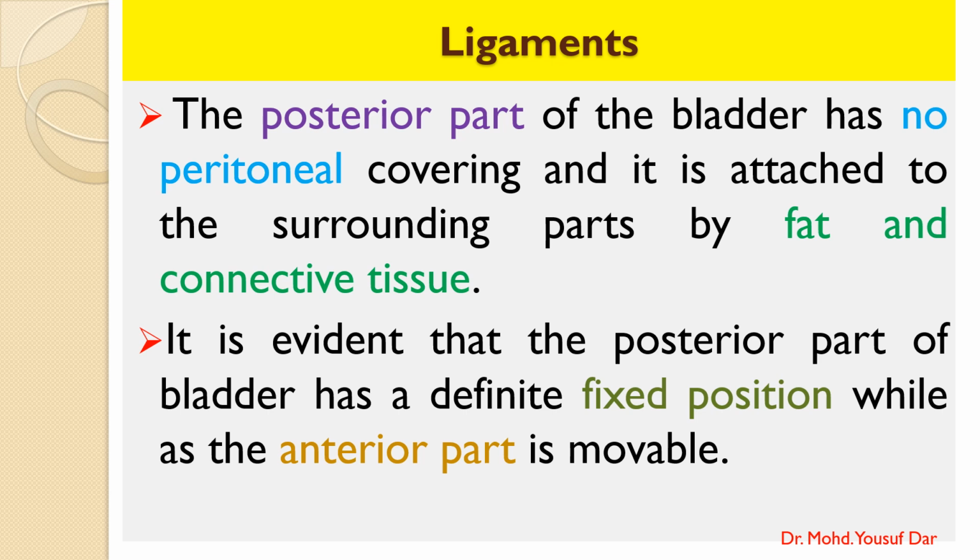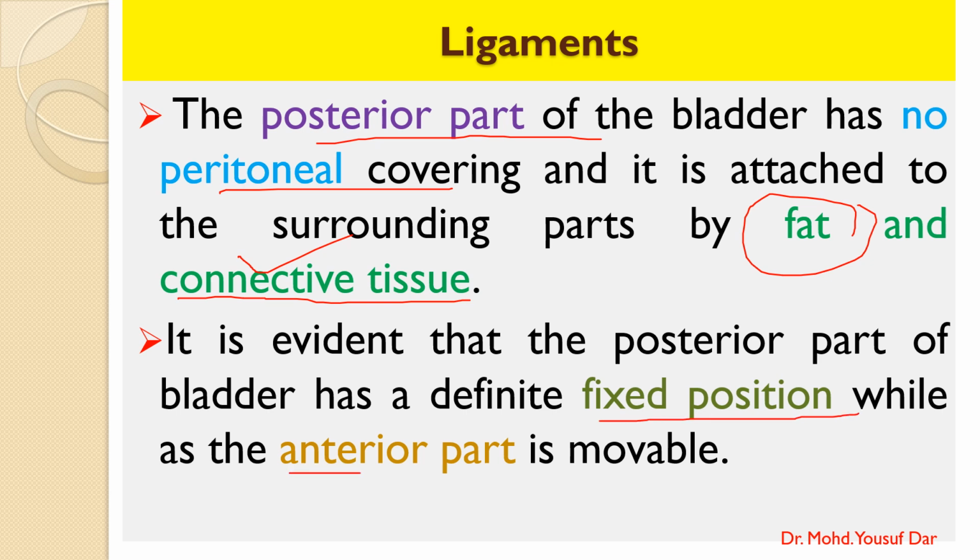Now, the posterior part of the bladder has no peritoneal covering and it is attached to the surrounding parts with the help of fat and connective tissue. It is evident that the posterior part of the urinary bladder has a definite fixed position, while the anterior part is movable. That's not fixed, because when it is contracted it lies on the floor of the pelvis. When it gets filled with urine it extends into the abdominal cavity.